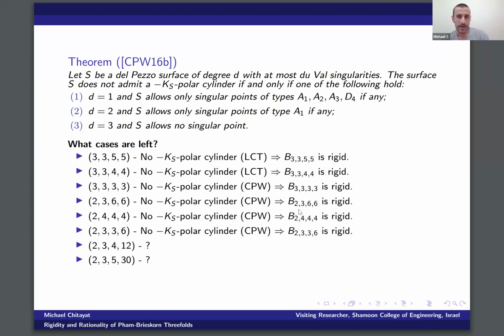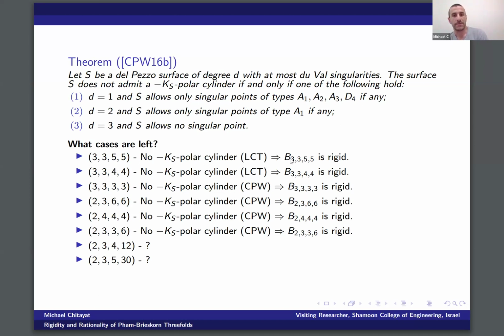So this theorem, after we compute the self-intersection number of the canonical divisor and the singularity types of the proj of these guys, gives us the 4 middle cases: 3, 3, 3, 3; 2, 3, 6, 6; 2, 4, 4, 4; and 2, 3, 3, 6.